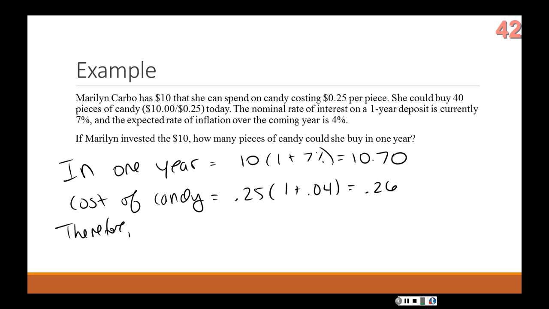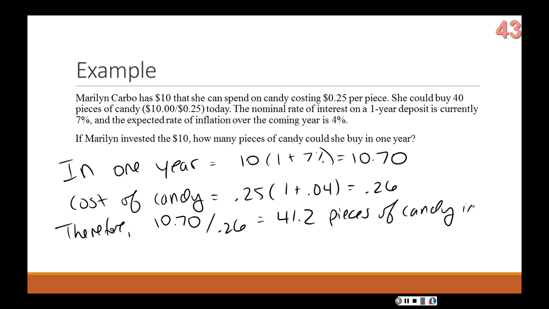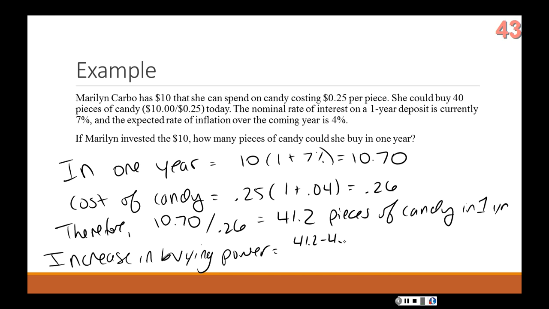So therefore, in 1 year, she could purchase $10.70 divided by a 26-cent cost, 41.2 pieces of candy in 1 year. So her increase in buying power is equal to 41.2 minus 40, over 40, which is 3%. That's her real rate of return.